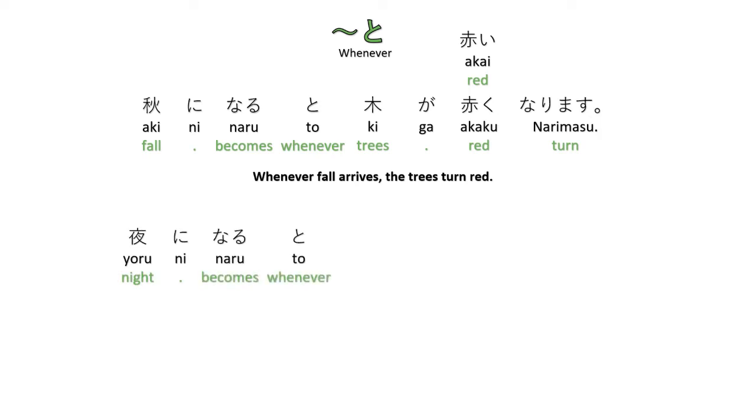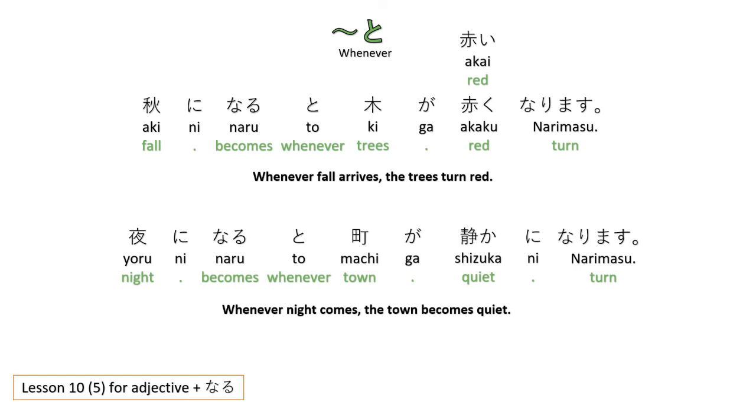Yoru ni naru to. Whenever night comes, machi ga shizuka ni narimasu. Whenever night comes, the town becomes quiet. So here we have the na adjective shizuka. For na adjective, we add ni naru. So you can see adjective plus naru in lesson 10, part 5 of our grammar series. Yoru ni naru to machi ga shizuka ni narimasu.